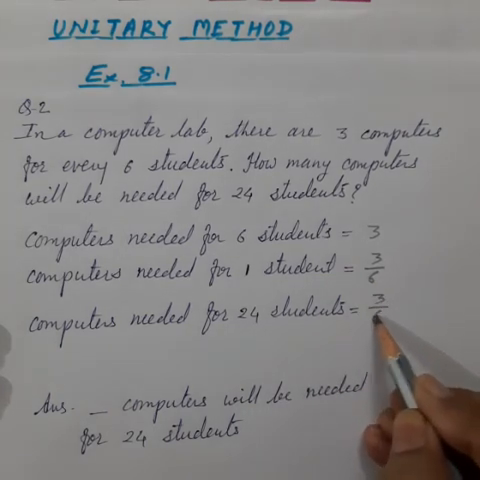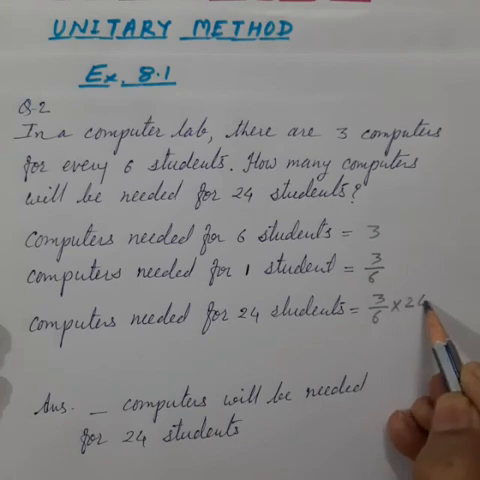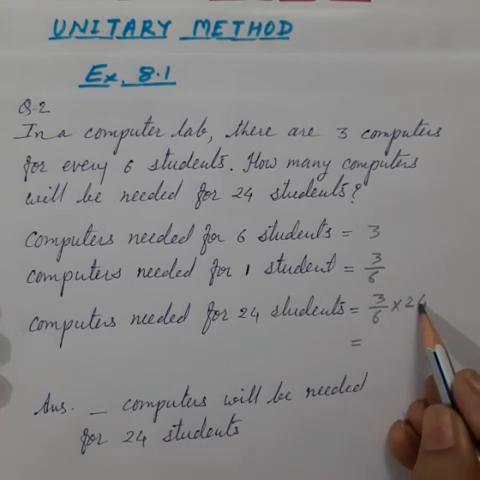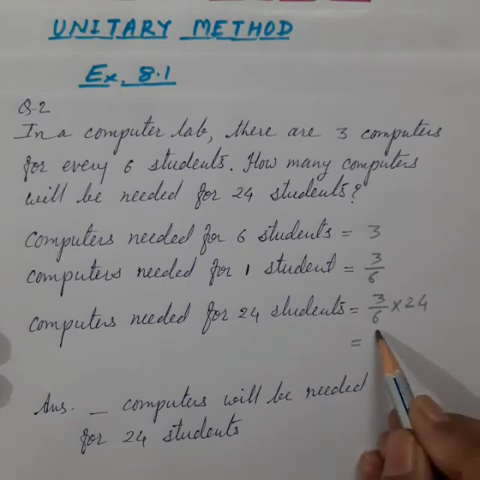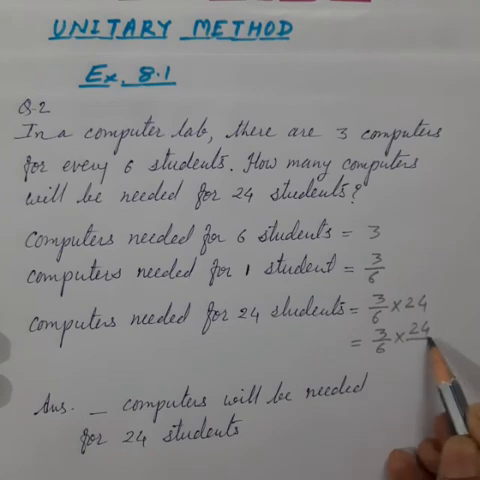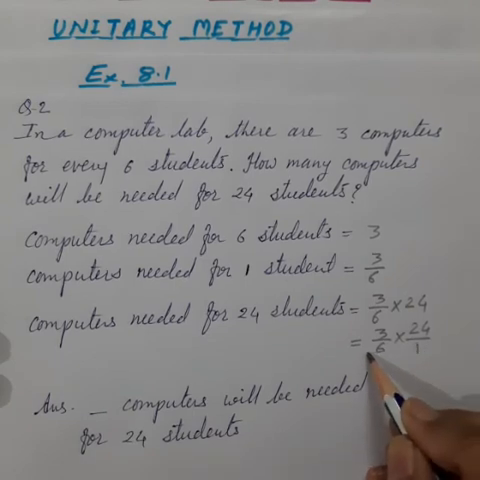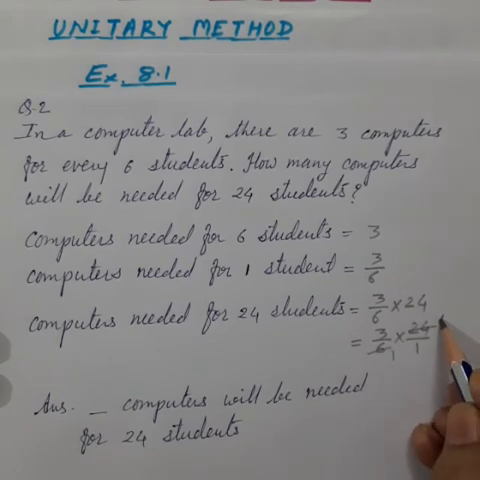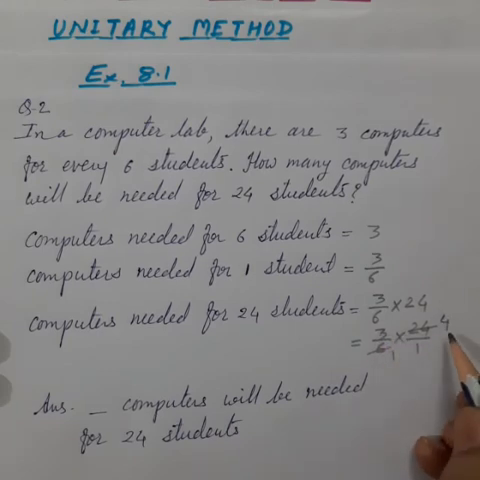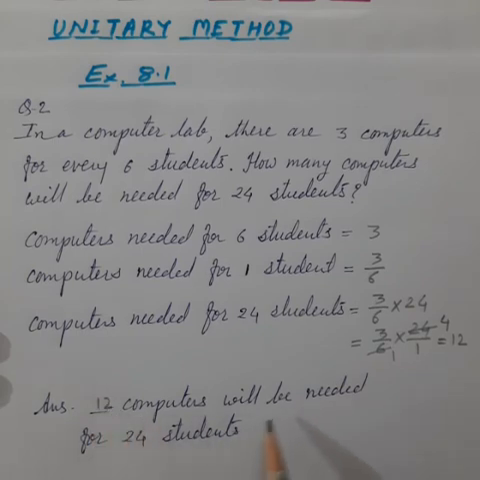3 by 6 into 24. 24 is in numerator. This number we can write as a fraction by writing denominator 1. So 24 is in numerator. 6 1s are 6, 6 4s are 24 and 3 into 4 is 12. So 12 computers will be needed for 24 students.